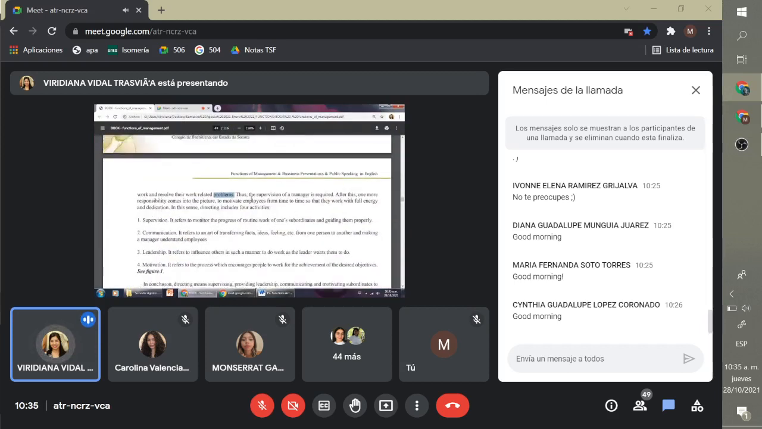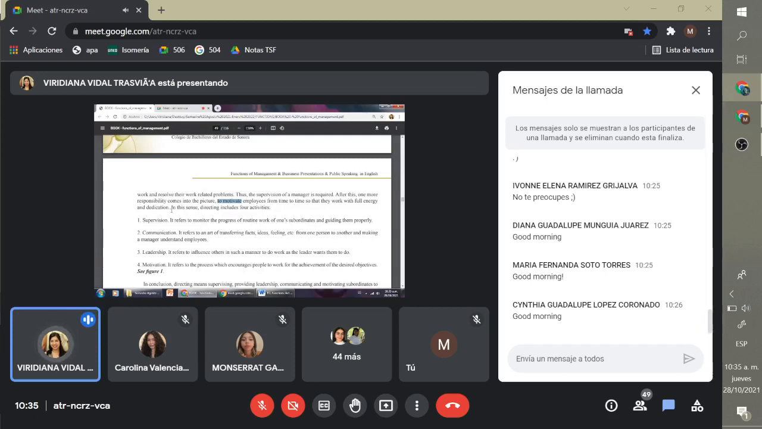Thus, the supervision of a manager is required. Okay, so it is not just giving orders or just giving directions or just guiding the employees, but also you have to supervise them to check that they are doing their work properly. After this, one more responsibility comes into picture: to motivate. Okay, this word is a big word in a company. To motivate employees from time to time so that they work with full energy and dedication.